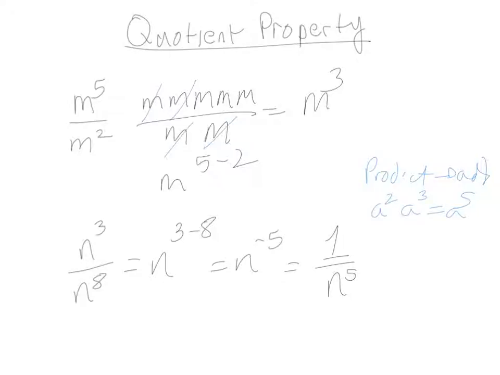Because an answer like this doesn't make any sense. Something's got to be on top and it's got to be a 1. So that's the basic idea. It's this thought of things that would cancel, but if they're going to cancel, we can just subtract them. And then if you do end up with a negative answer, you've got to pop it to the bottom and make it positive.